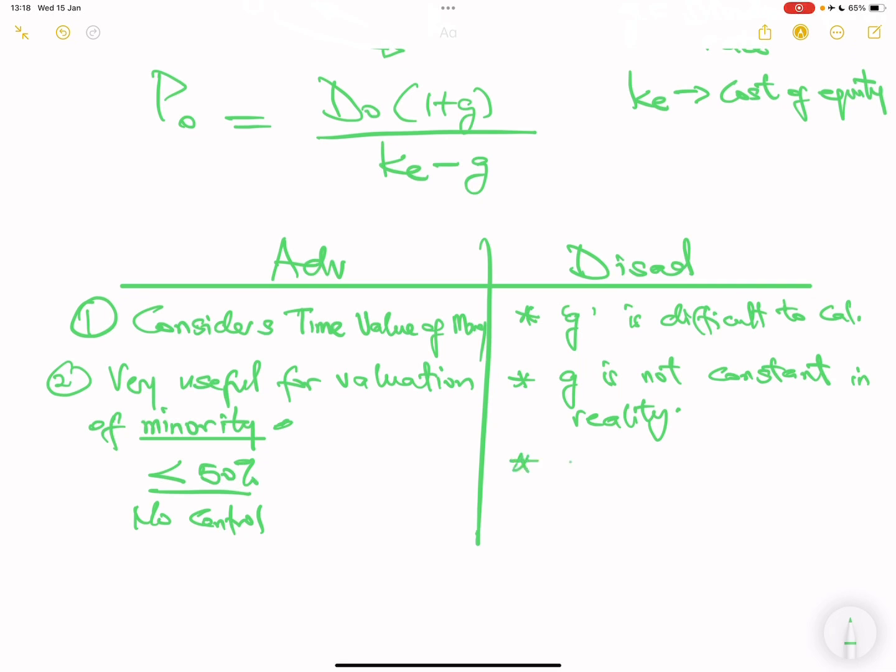And if a company is loss making, you can't use this method. So not applicable for a loss-making company because they don't have dividend information.